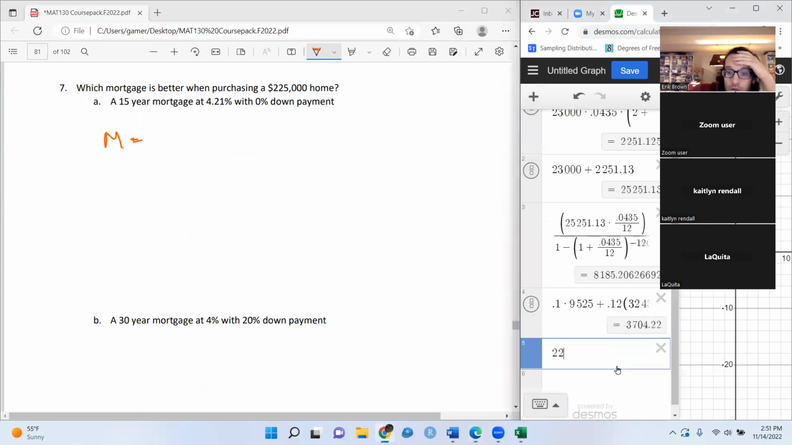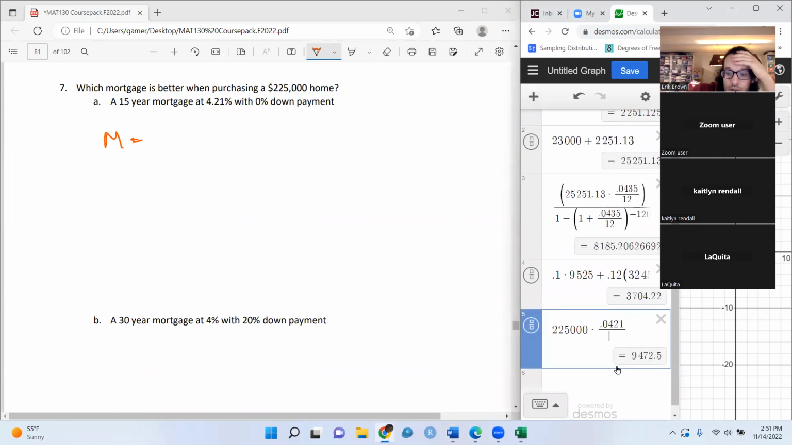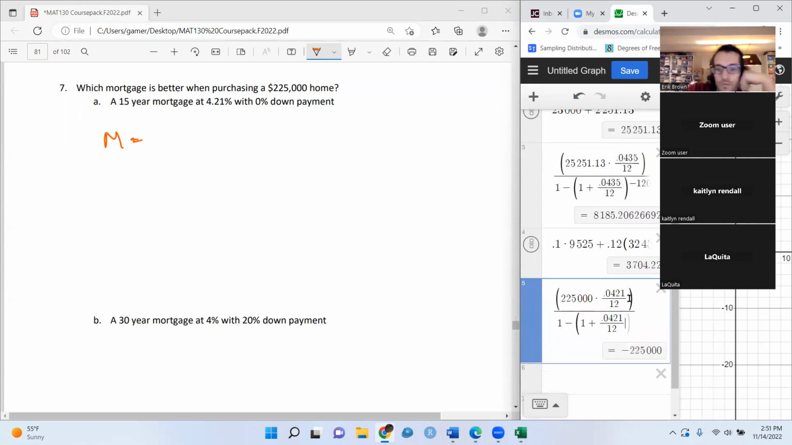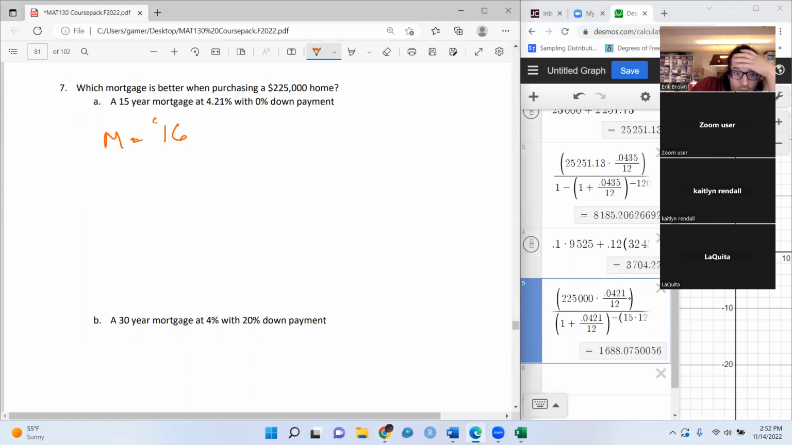Our monthly payment. So we're going to do the 225,000 times 0.0421 divided by 12. All that divided by 1 minus 1 plus the 0.0421 divided by 12, and then that is being raised to the negative 15 times 12, because it's a 15-year loan. There's 12 months per year. So we're looking at a monthly payment of $1,688.08.